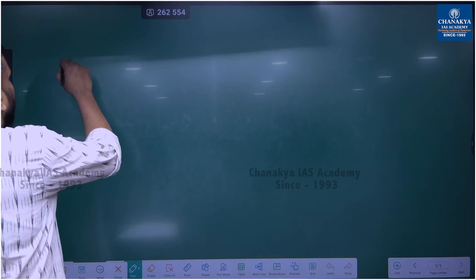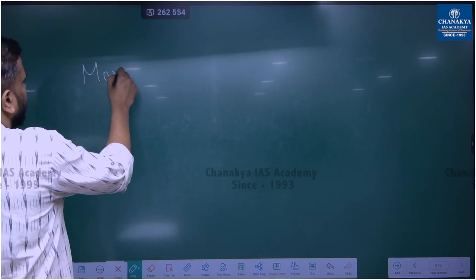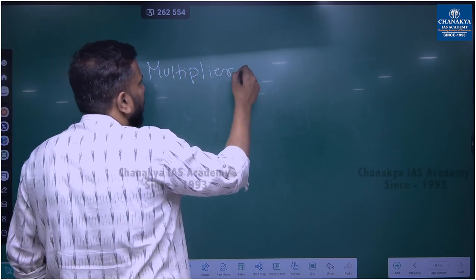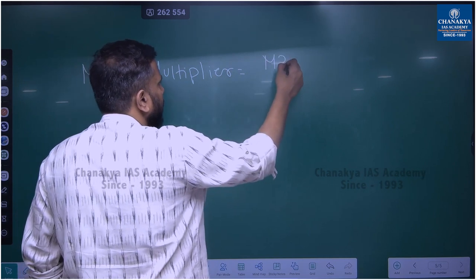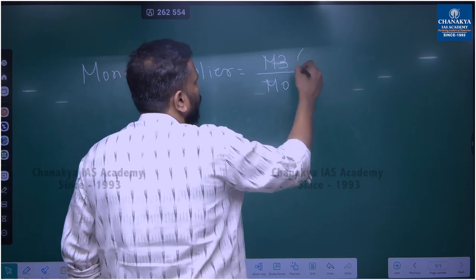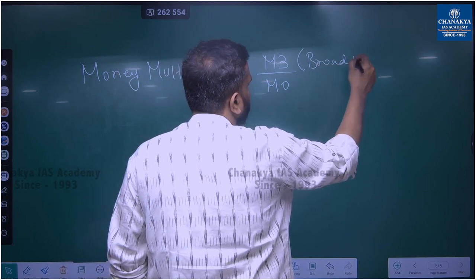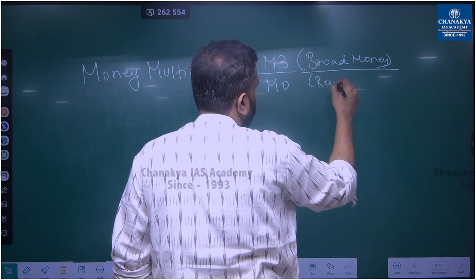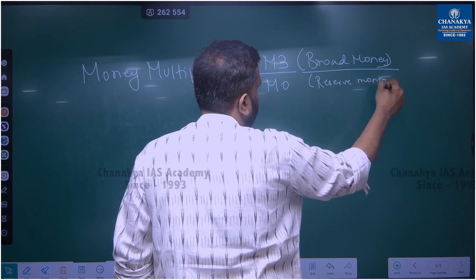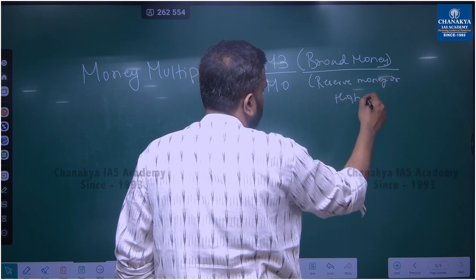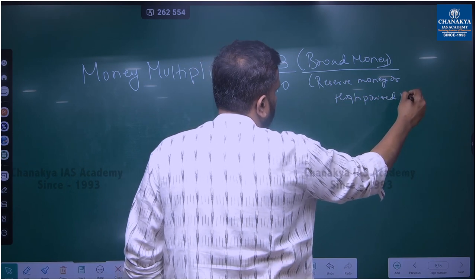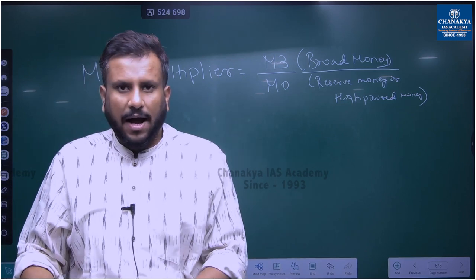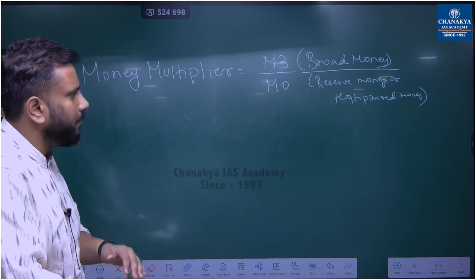So yahan pe humko ek cheez samajhni padegi, money multiplier. The survey has talked about the money multiplier, and money multiplier is equal to M3 by M0. So M3 is equal to broad money, and M0 is known as reserve money or high powered money. Ab ye hota kya hai, M0 aur M3?